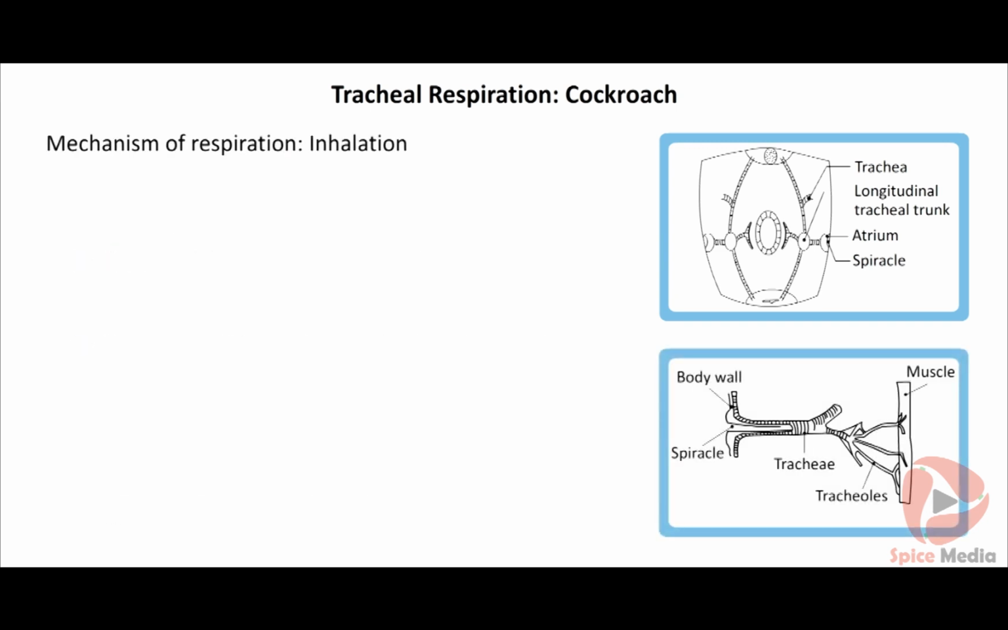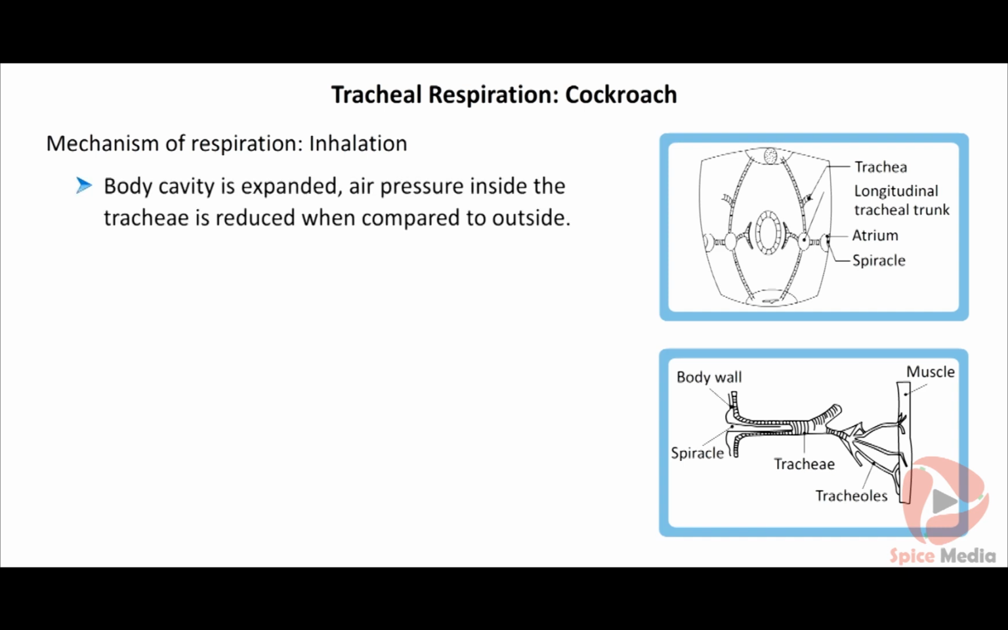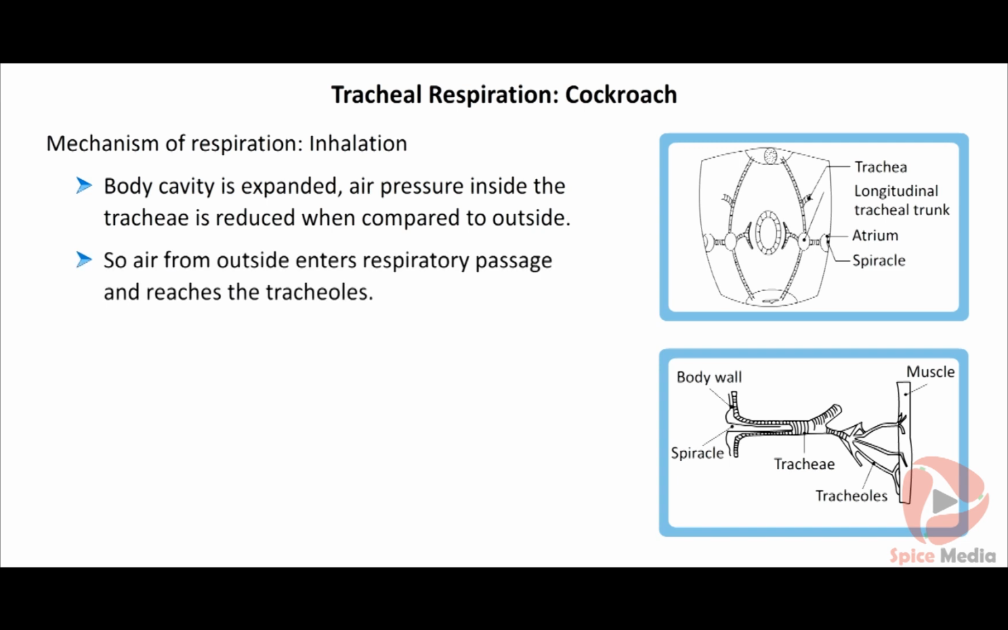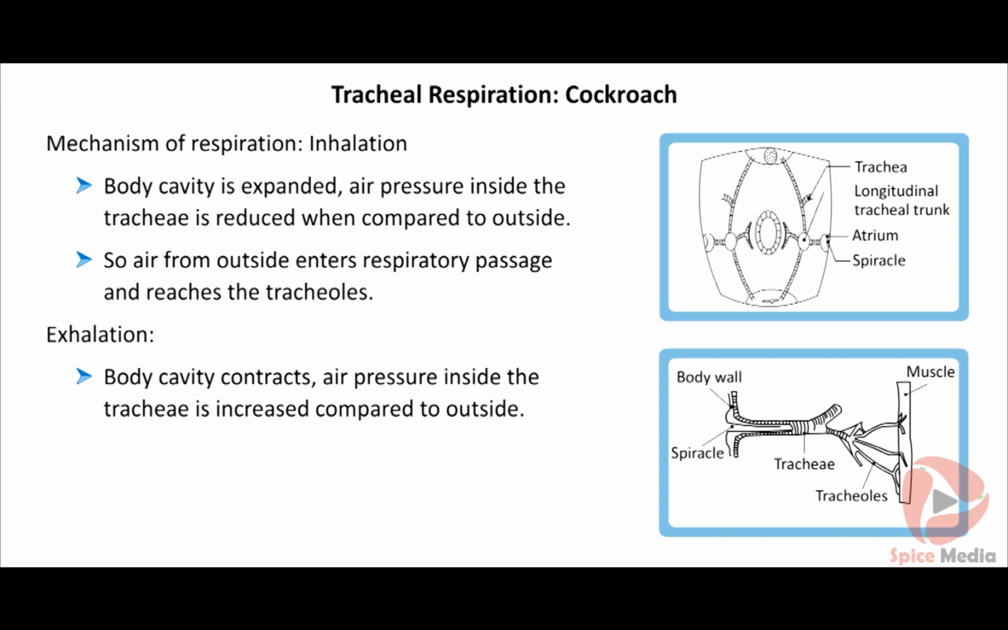Mechanism of tracheal respiration. During inhalation, the body cavity of the insect is expanded. Air pressure inside the trachea is reduced compared to outside. So, air from outside enters respiratory passage and reaches the tracheoles. During exhalation, body cavity contracts, air pressure inside the tracheae is increased compared to outside. So, air inside the tracheae escapes out.